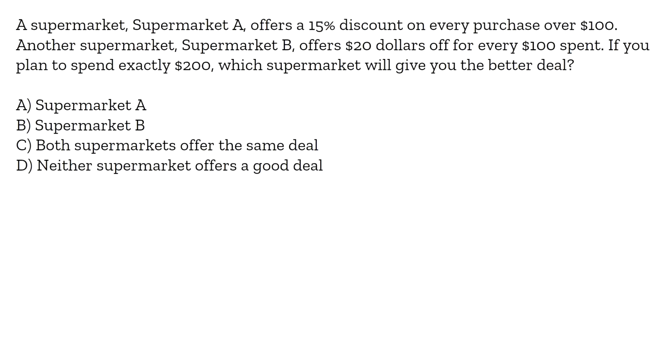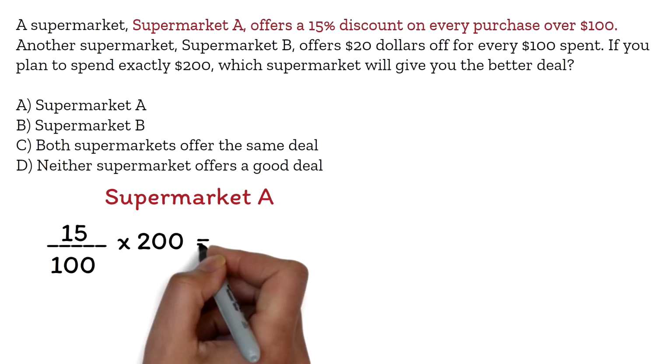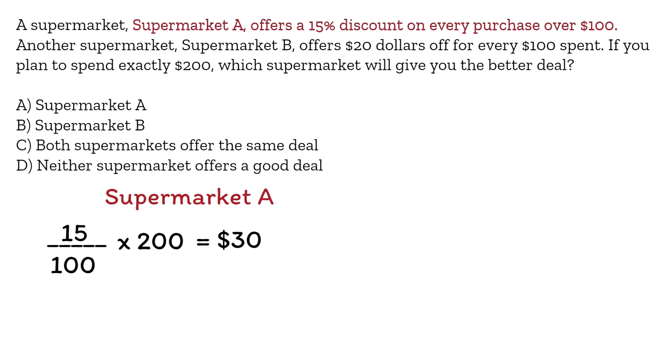To pass the GED Math, you must be able to compare different special offers and discounts or taxes and tell which is a good offer. At Supermarket A, the discount offered is 15% on purchases over $100. Since you plan to spend $200, the discount will apply to you. So we find 15% of the $200. 15% is 15 over 100 or 0.15. We multiply this by 200. This will give us 30. This calculation means you get a $30 discount on your purchase.